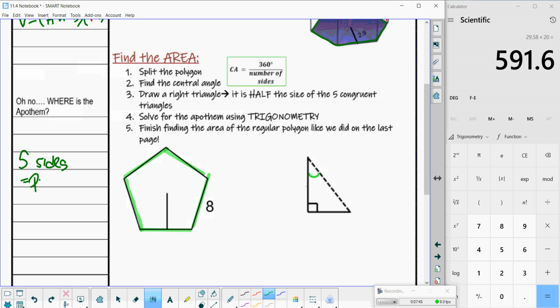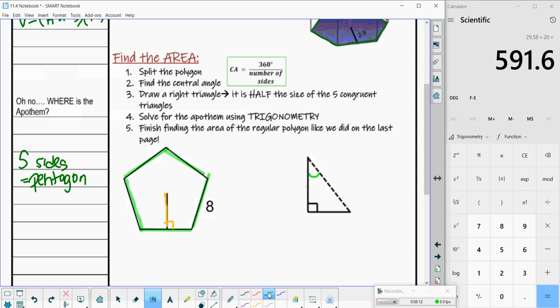Equals pentagon. Okay. So as you can see there in the question section, where is the apothem? Remember, our apothem is from the center down to our side, and it's perpendicular. We have a side length of 8. Okay, and so these are the steps. If you do not have the apothem, this is what you do.